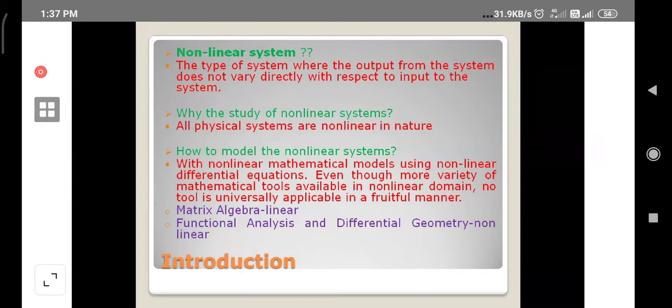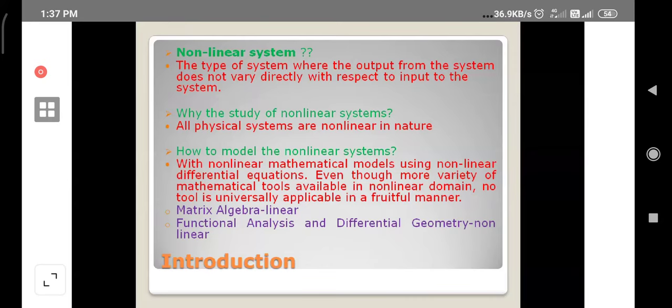It is a fact that there are more non-linear mathematical tools available as compared to linear mathematical models. But no single tool is universally applicable to all the systems in a fruitful manner. For example, some tools may be applicable to some nonlinear systems and others may be applicable to some other systems. So according to the different conditions or contexts, we use different types of nonlinear mathematical equations or tools.